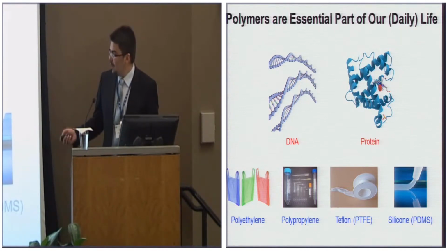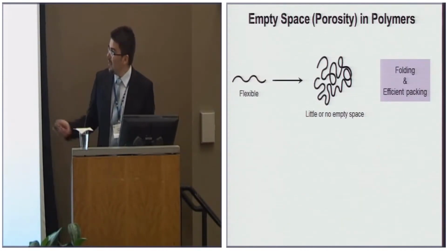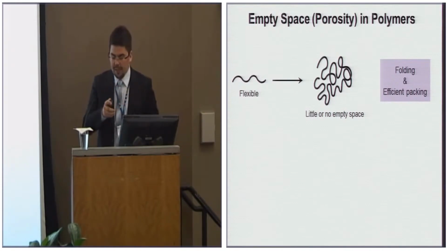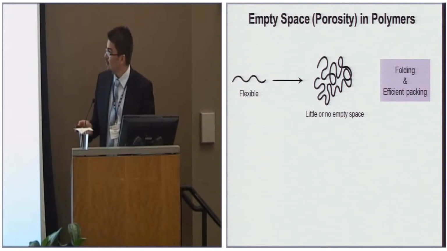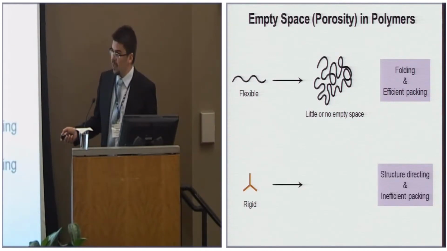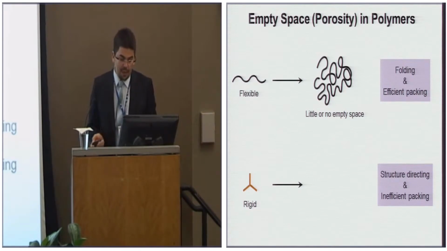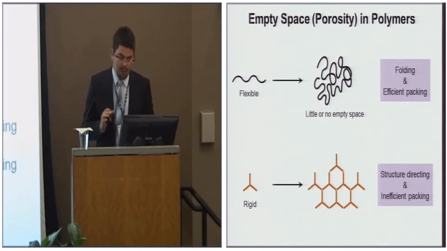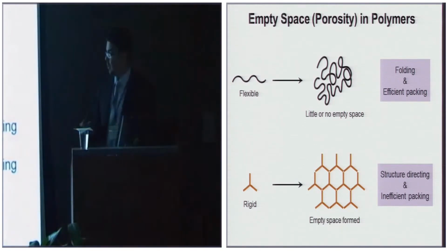But one specific problem, if you want to create empty space inside the polymers, is that they are flexible. And when they are flexible, they tend to fold like proteins around each other, and they form a densely packed structure, which has pretty much no or little empty space inside itself. So the solution would be, if you use a rigid starting building block, then it might be possible to create an empty space by appropriately arranging those building blocks at the molecular level.